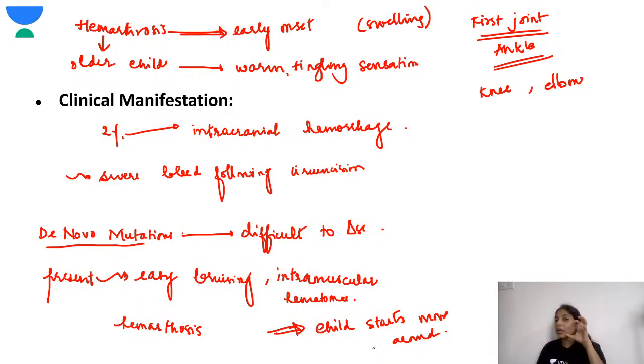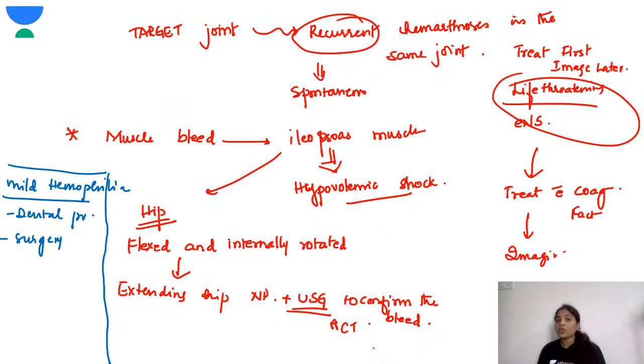So remember, the ankle joint is the first joint to be involved. Eventually the knee and elbow also get involved, but the first joint involved is the ankle joint. The target joint is always the one where there is recurrent bleeding. So recurrent hemarthrosis in the same joint, that joint is called the target joint.